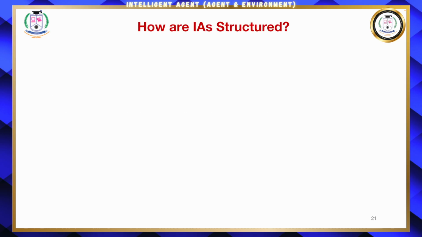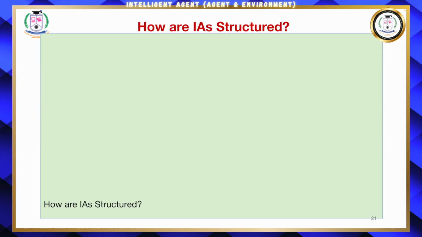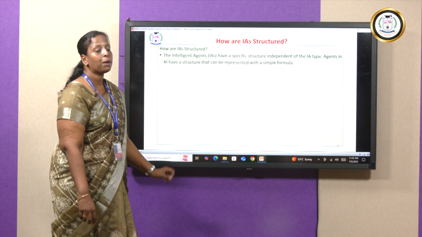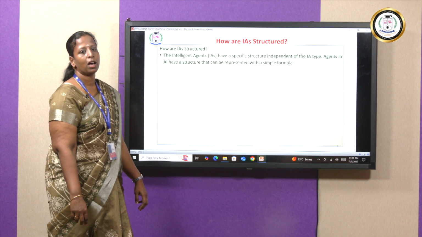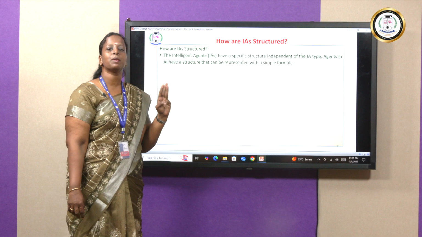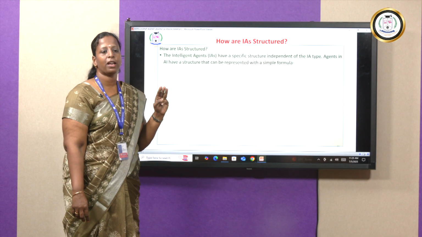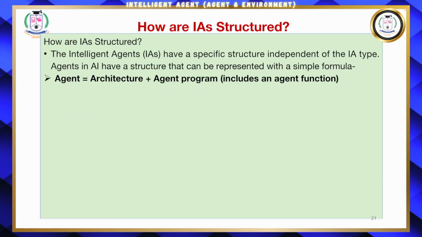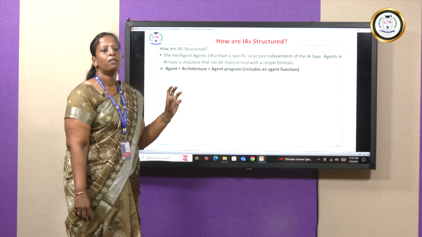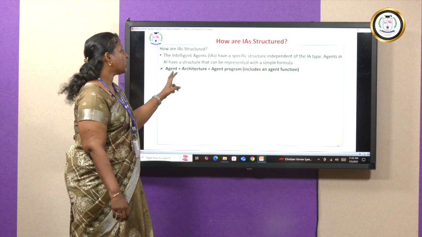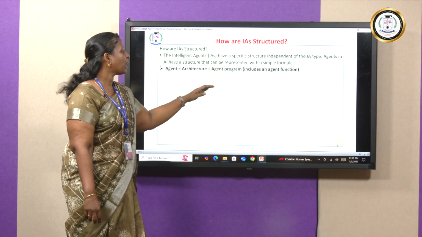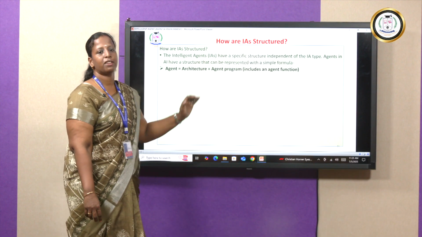Next, we will see the structure of an intelligent agent. An intelligent agent can be represented by a simple formula, usually called the 3 A's. That is, agent is equal to architecture plus agent program. So the formula for an intelligent agent is agent equals architecture plus agent program. The agent program includes the agent function also.